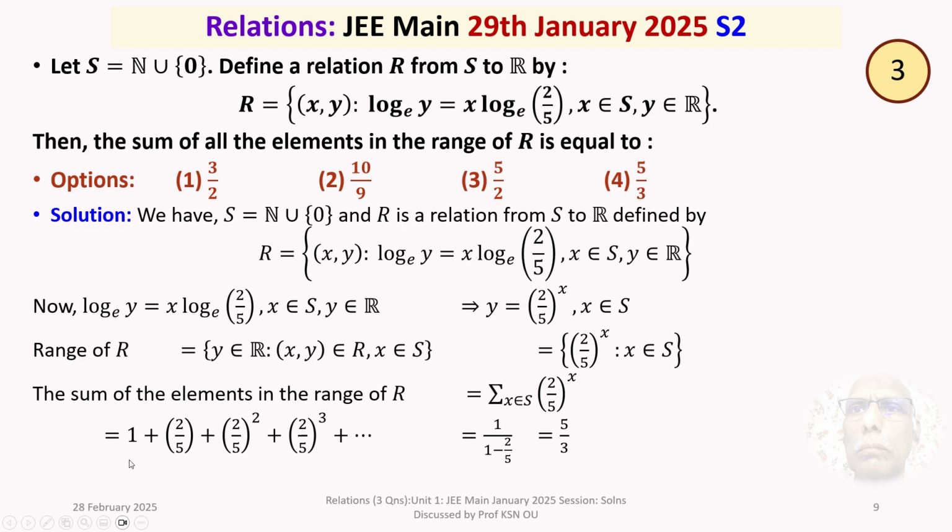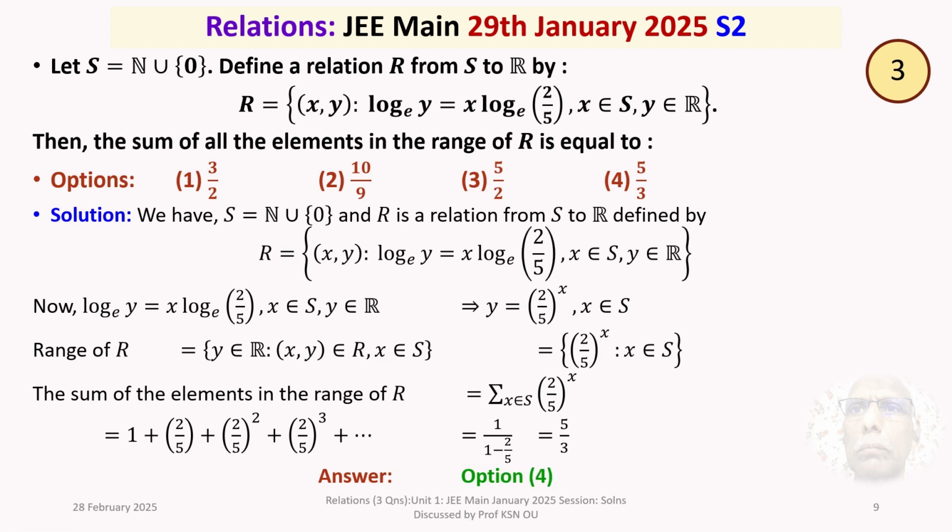It is a geometric series with first term 1 and common ratio 2/5, and the sum up to infinity is given by a by 1 minus r, where a is the first term and r is the common ratio. That is equal to 1 by (1 minus 2/5), that is equal to 1 by 3/5, that is 5/3. Thus, the sum of the elements in the range of R is 5/3.